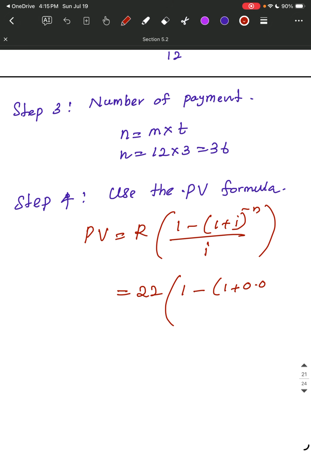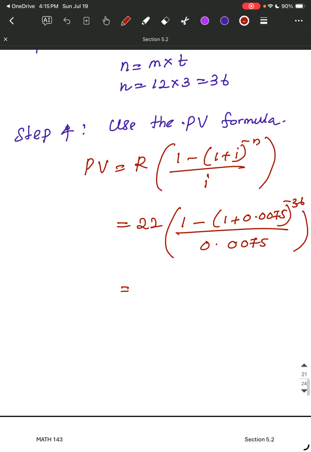Approximately the value 691.83. Using your calculator, you can get that value. Therefore, the equivalent cash price is approximately $691.83.